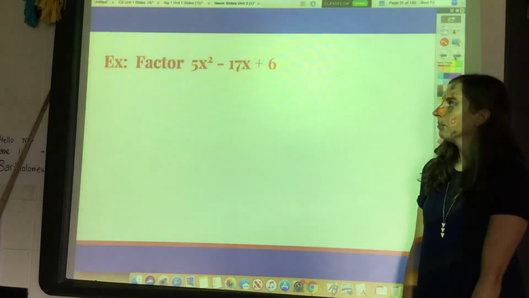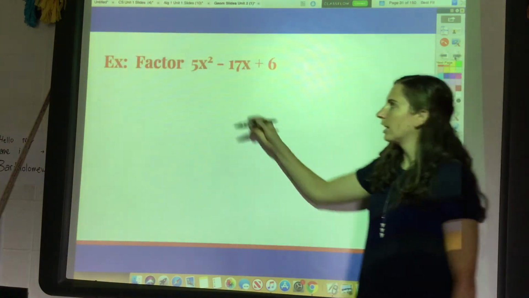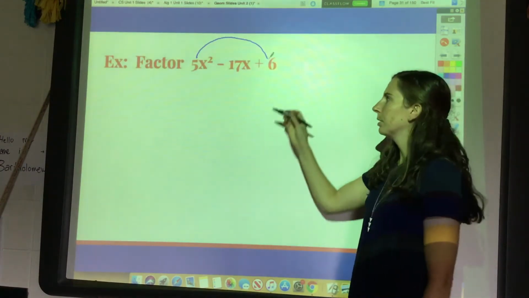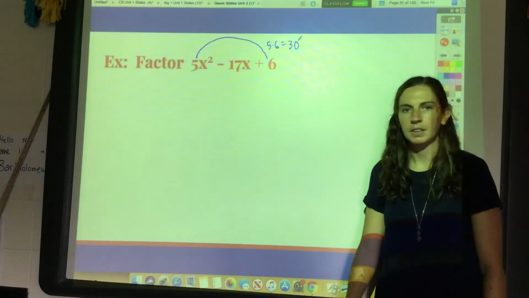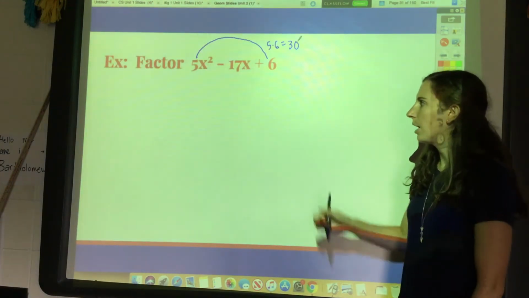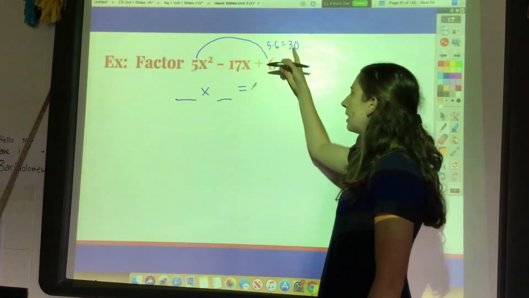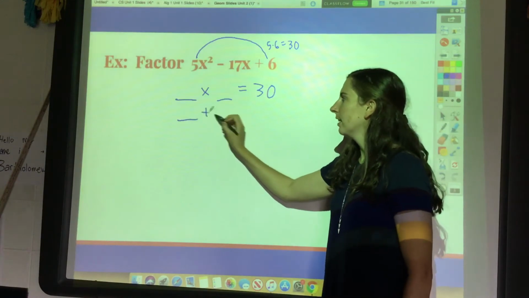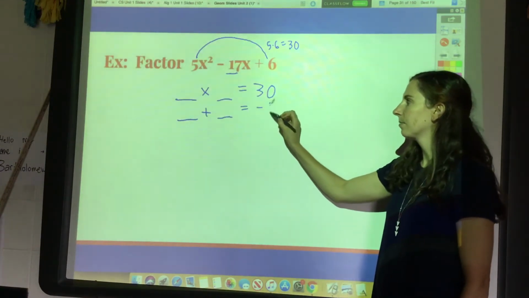Let's try another one. Again, I'm going to look for a GCF, but there is none, so then I'll do the rainbow method. 5 times 6 is my little rainbow number, and 5 times 6 is 30. So a little bigger this time. I want to find 2 numbers that multiply together to give me 30, the rainbow number, and add together to give me the middle number, negative 17.